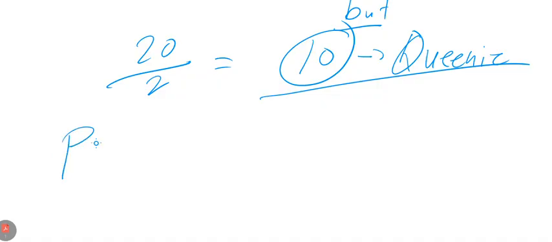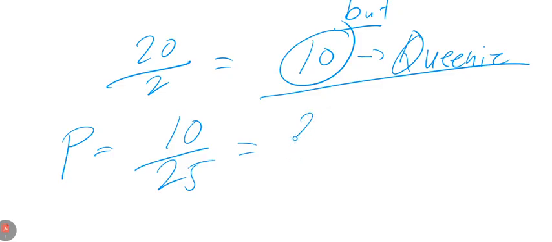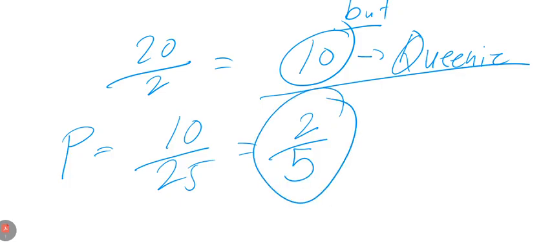Now, let's write our probability. That is equal to 10 over 25, which we can divide by 5 on both sides. That's 2 out of 5. So that would be the answer for this one.